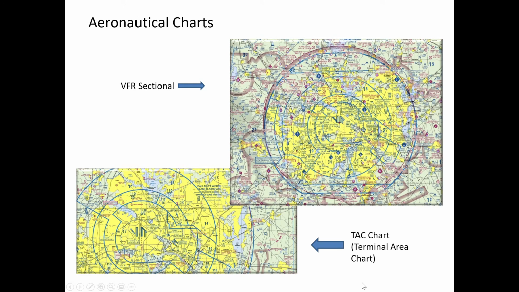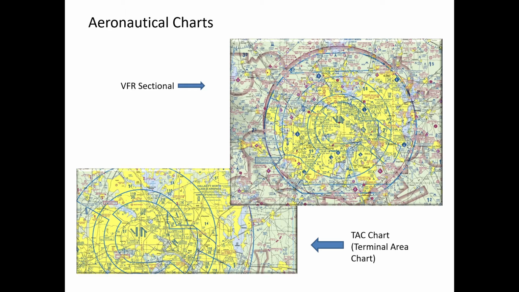So aeronautical charts are going to be a big part of your flight training. They're going to be a big part of your flying from here on out. The major aeronautical charts that we're going to use in our training are the VFR sectional and the terminal area chart. The VFR sectional is in a larger scale than the terminal area chart, as you can see on the screen. And there is a sectional chart for all regions of the United States.